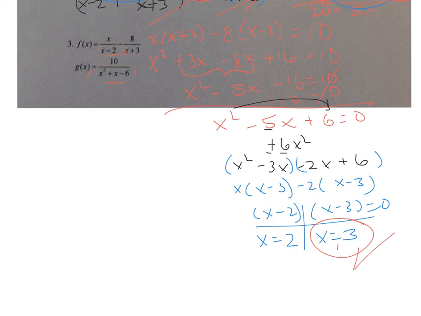All right, now we're going to try the 2, see if 2 works. When I plug in 2 here, I have 2 plus 3 is 5, that's good. And when I plug in 2 here, I have 2 minus 2 is 0. That does not work, that's undefined, so I have to cross off the 2. So my solution is just 3.